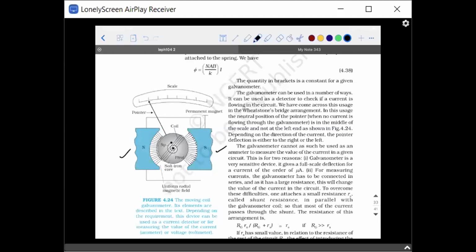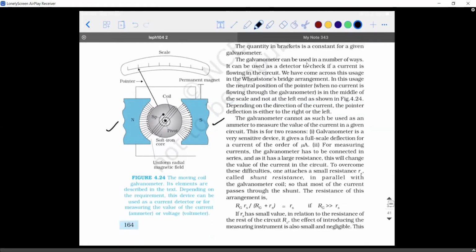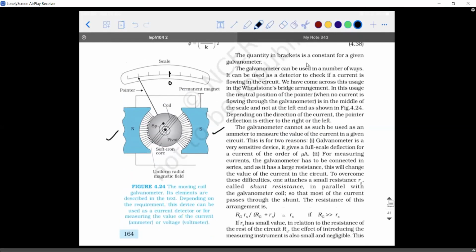See. So if you look at your textbook, you have a scale whose 0 is here, okay, and you have divisions on either of the sides, and this is the coil, and this SP stands for hairspring.